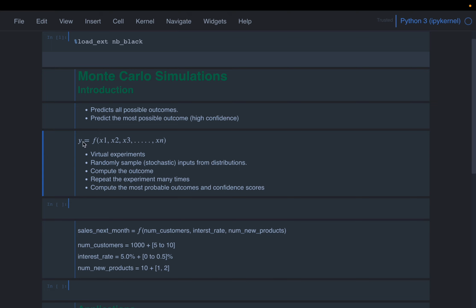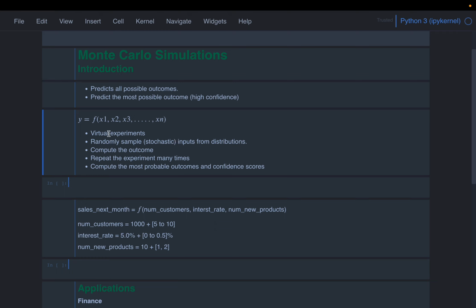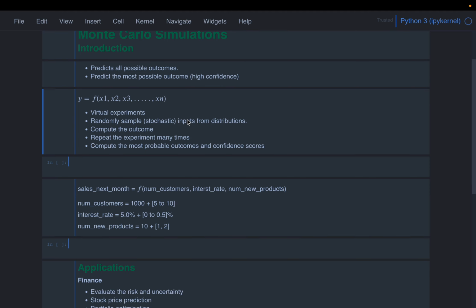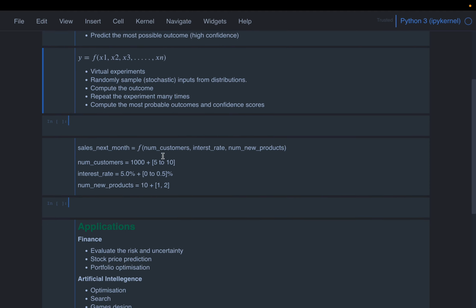Let's say here we have an outcome y, which is dependent on a number of variables like x1, x2, x3, and xn. Now we are interested in what are all the possible outcomes for y given these input variables. What we do in simulations is we try to design a virtual experiment. We call it virtual because we will be performing this experiment on a computer. Let's take this example so that we can understand easily.